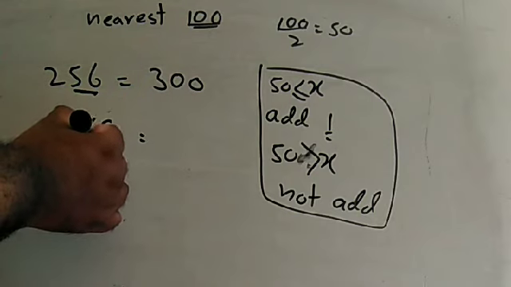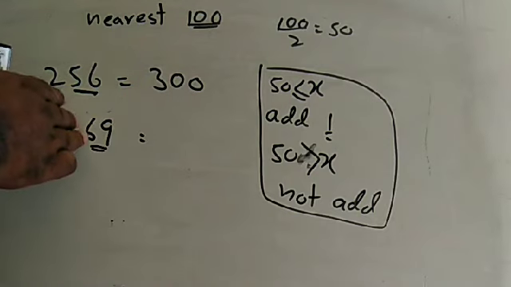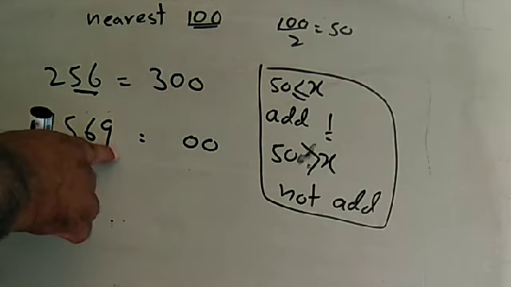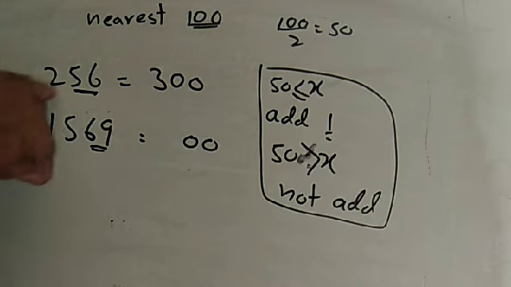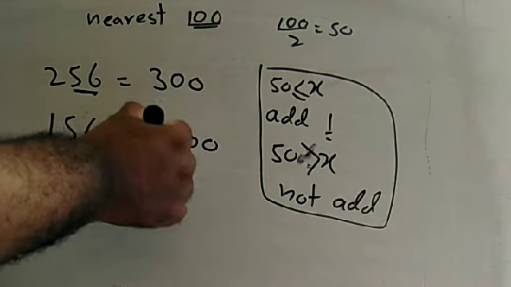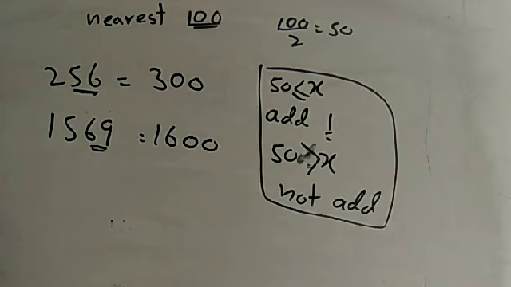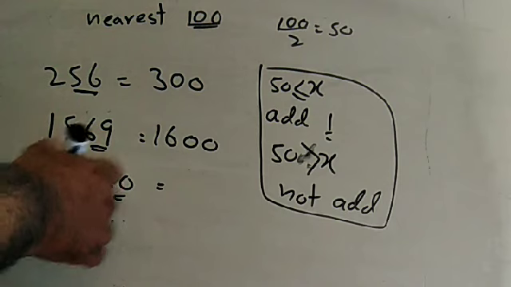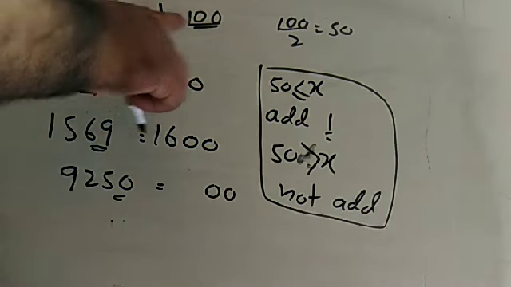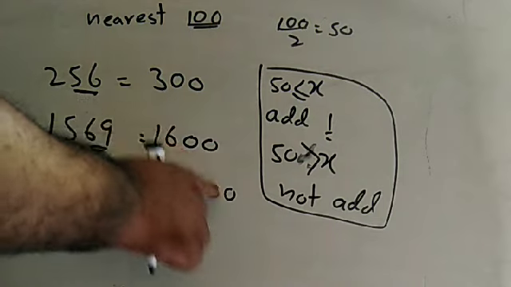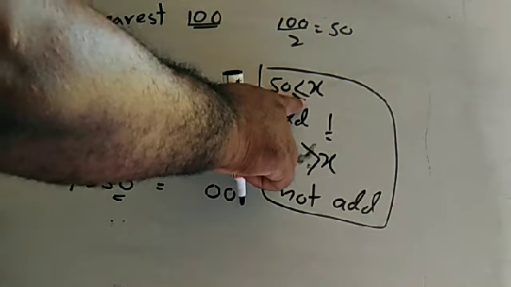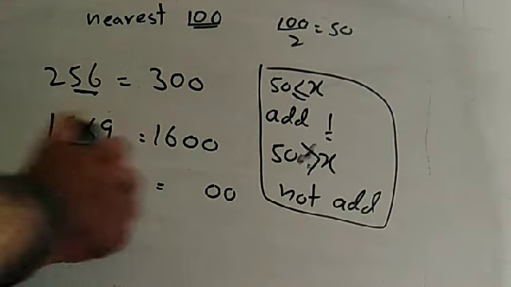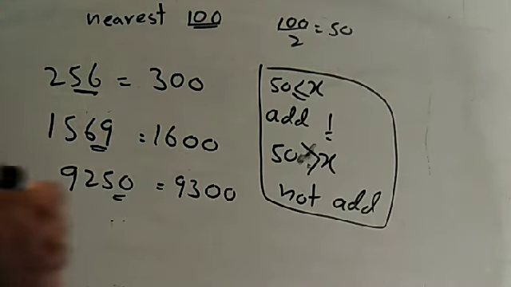1569. The last two digits are 69. 69 is above 50. When above 50, add double zero. Now the front number is 15. Add 1, 15 plus 1, 16. 1600. Then 9250. The last two digits are 50. Then add double zero. 50 or above, then 92 plus 1, 93. Understand?